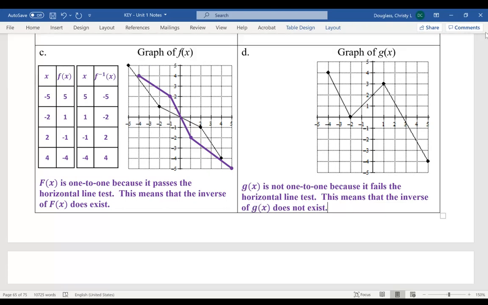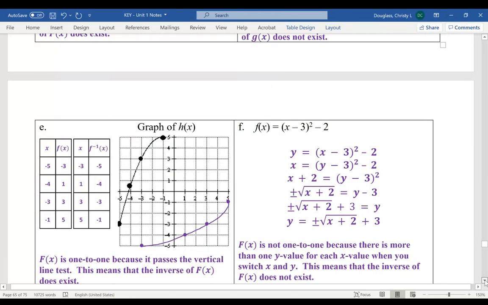So in order to find the inverse of a graph, first of all, it must pass the horizontal line test. Then you can pick some values on the graph to make a table, switch them, and use that as a guide to draw your inverse. Indeed, it does exist.